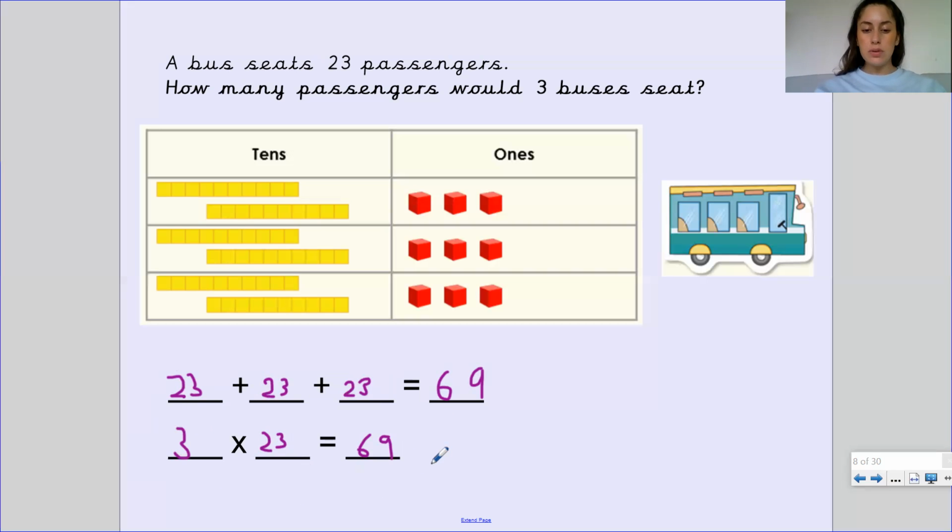Pause the video and have a think. Okay, so you could have also written 23 times 3. Why is it also okay to do this? Well, if we remember, multiplication is commutative, so we can also do that. The answer won't change. So here we've used repeated addition to solve a multiplication number sentence that includes a 2-digit number.